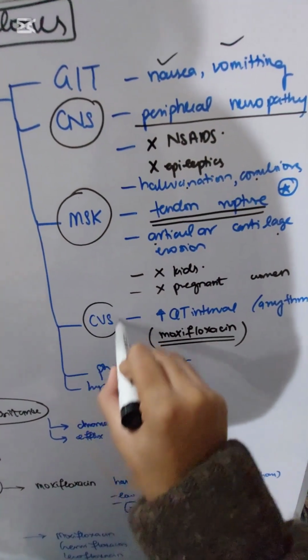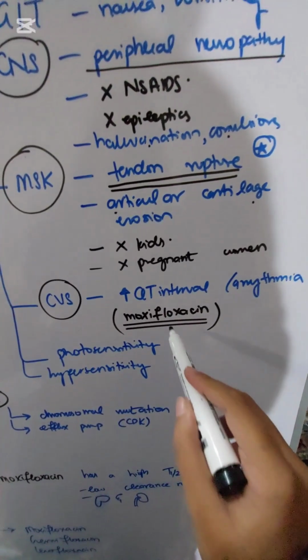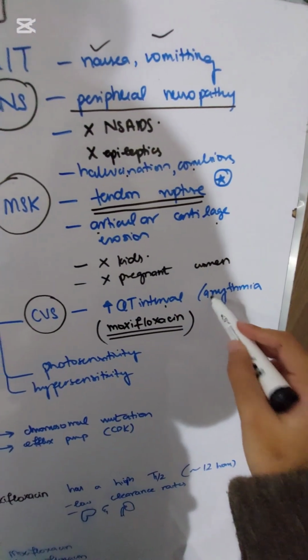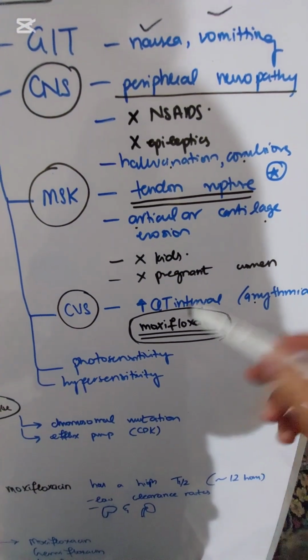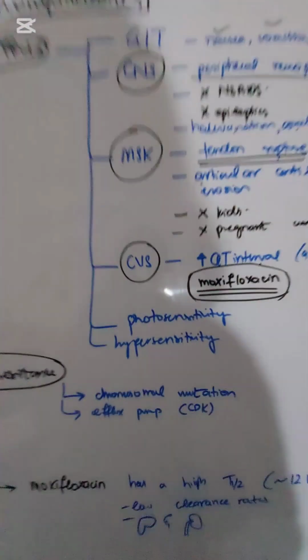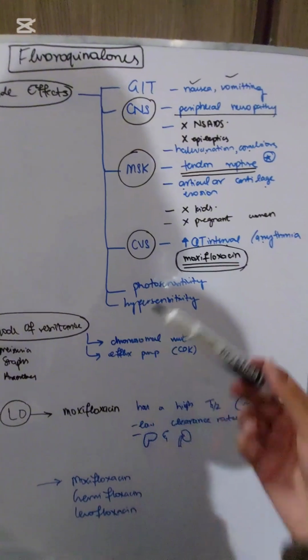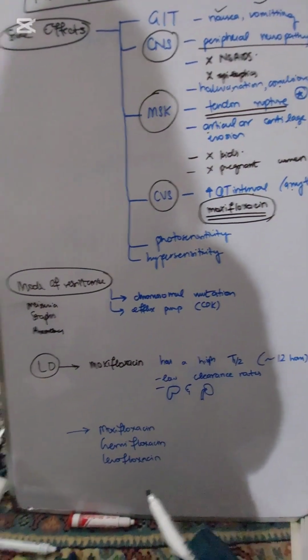इसके अलावा it also has a CVS effect, which is it prolongs the QT interval and causes arrhythmias, and this is most prominent in moxifloxacin. So additionally, it can also cause photosensitivity and hypersensitivity reactions.